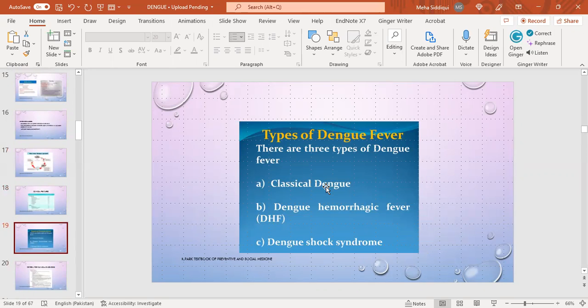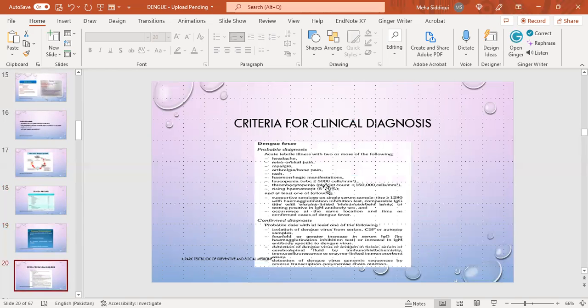There are 3 types of dengue: classical dengue fever, dengue hemorrhagic fever, and dengue shock syndrome. This is the criteria for clinical diagnosis of these 3 types. First, dengue fever. Probable diagnosis is an acute febrile illness with 2 or more of the following: headache, retroorbital pain, myalgia, arthralgia, rash, hemorrhagic manifestations, leukopenia, thrombocytopenia, and at least one of the following: supportive serology on a single serum sample, and occurrence at the same location and time as confirmed cases of dengue fever.